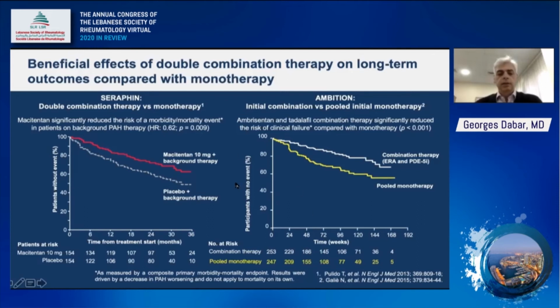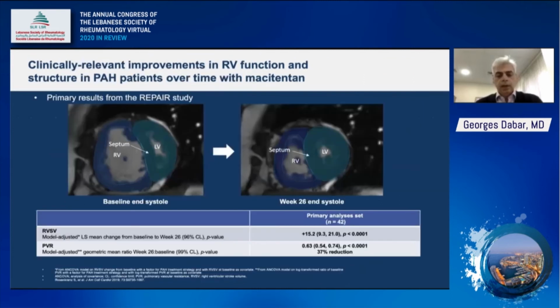Again, this is the Ambition trial, looking at over 3 years, about 170 weeks, of ambrisentan and tadalafil combination therapy, which significantly reduced the risk of clinical failure compared to monotherapy. Basically, this is really important. So combination therapy is much better than monotherapy.